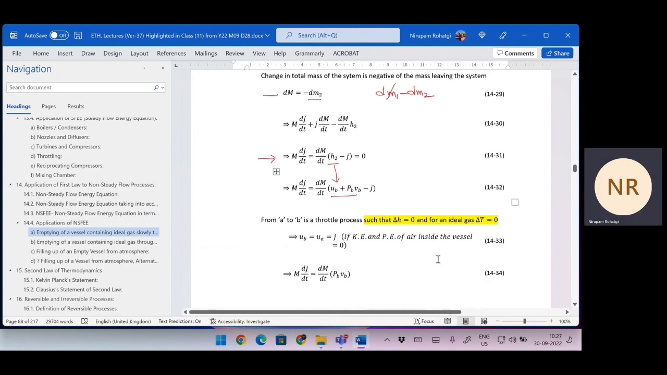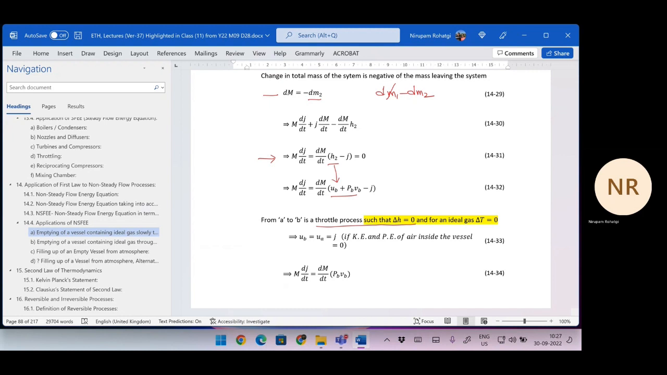Now we are making another assumption, that this is a throttle process and delta H is equal to 0. Throttling is delta H equal to 0, but for ideal throttling, where Q is equal to 0, Ws is equal to 0, the velocity at both the ends is very small, and there is no height change. So you get delta H equal to 0. So we are assuming the same throttling process, and we are also assuming that it is an ideal gas. Now, if you have an ideal gas and it is throttling, then the temperature would remain the same. That we will be doing at the end of this course.